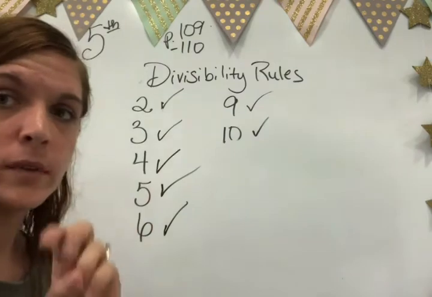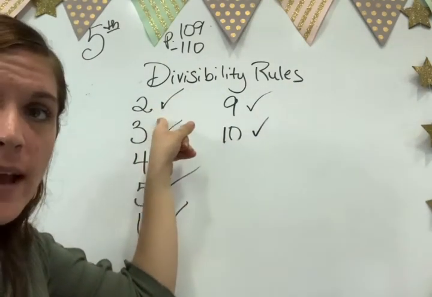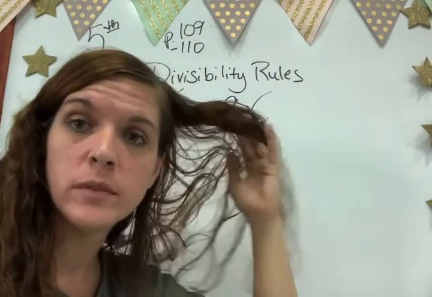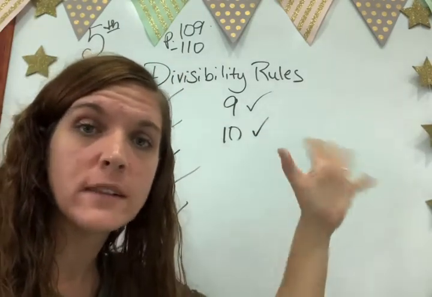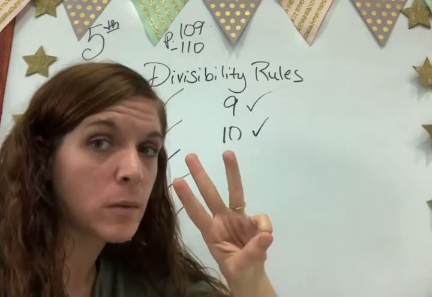So look, the rule for 2 is it has to be even. The last number has to be even: 2, 4, 6, 8, 10. It could be 0. Okay? 0, 2, 4, 6, 8. There are 3 numbers that are divisible by 2 there.